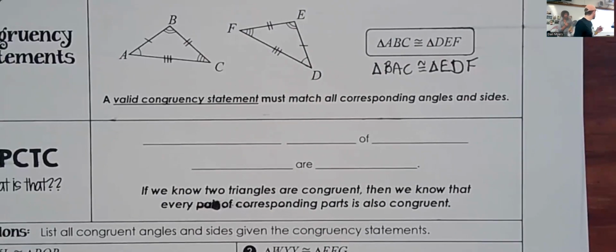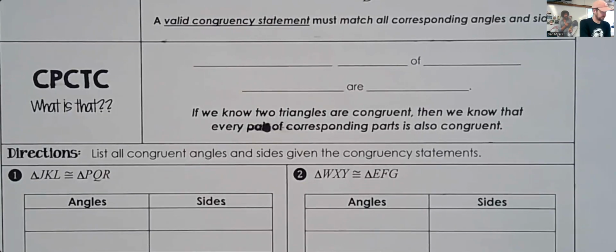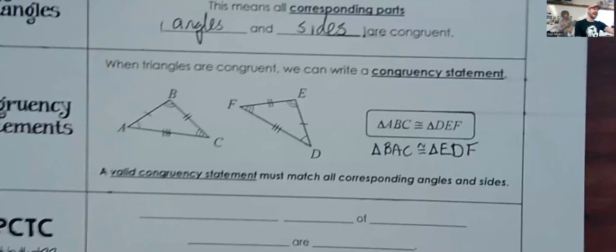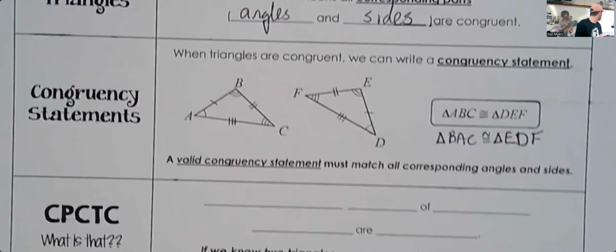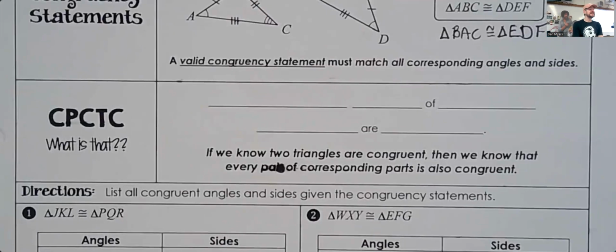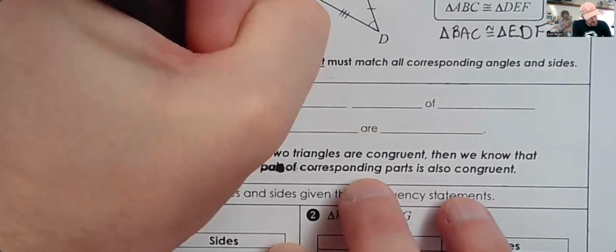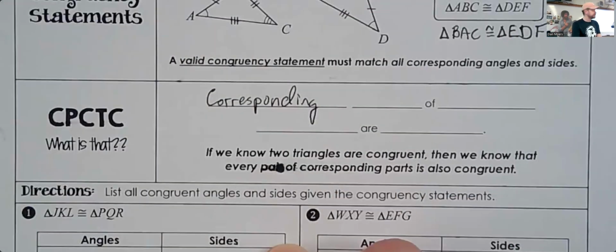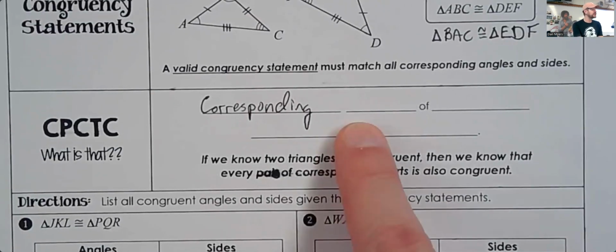All right, now here's our next thing that we're going to be learning, and this is what's known as CPCTC. And it's something that we're going to be able to use for proofs, because we are going to do some proofs, not today, but next week we're going to take a look at some proofs. And we will use this from time to time. And CPCTC stands for, here we go, corresponding. Corresponding is the first word. And then the second word is parts.